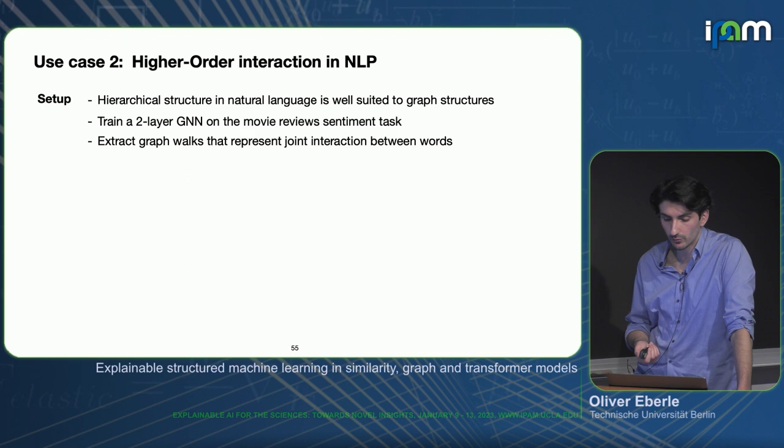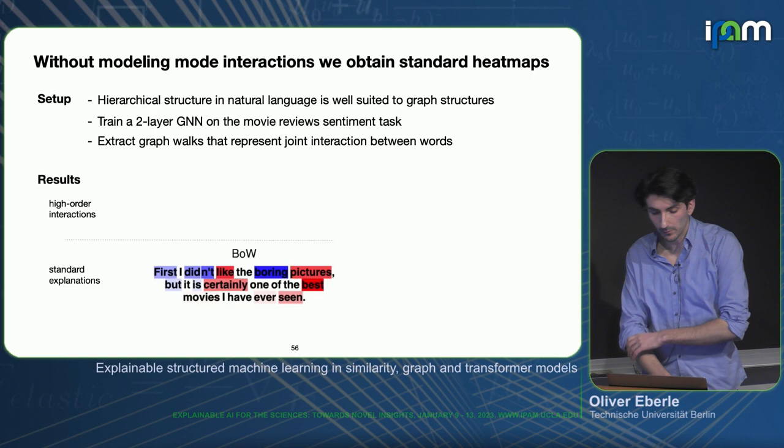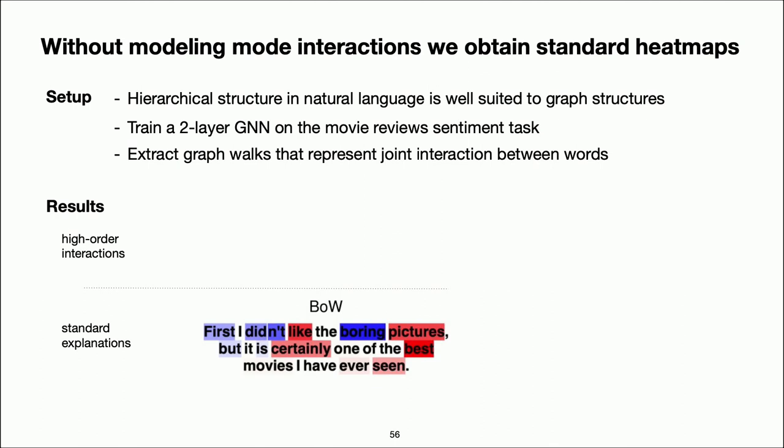And then in order to understand what happens, we extract again our graph walks that represent the joint interaction between words. So maybe first as a primer, we can also neglect any type of interactions and end up again with these heat map type representations where you get positive contributions for words like "like", because usually you like something. Certainly "best" as well. These seem to be attributes that typically give you a positive classification for a movie review, but of course it's not able to understand that "didn't like" is a negative thing, because it cannot use higher order information since it's not allowed to do so.